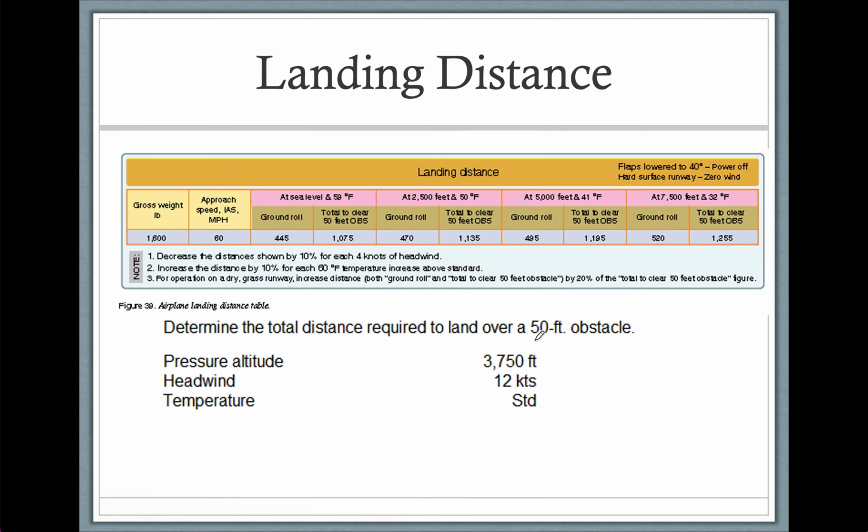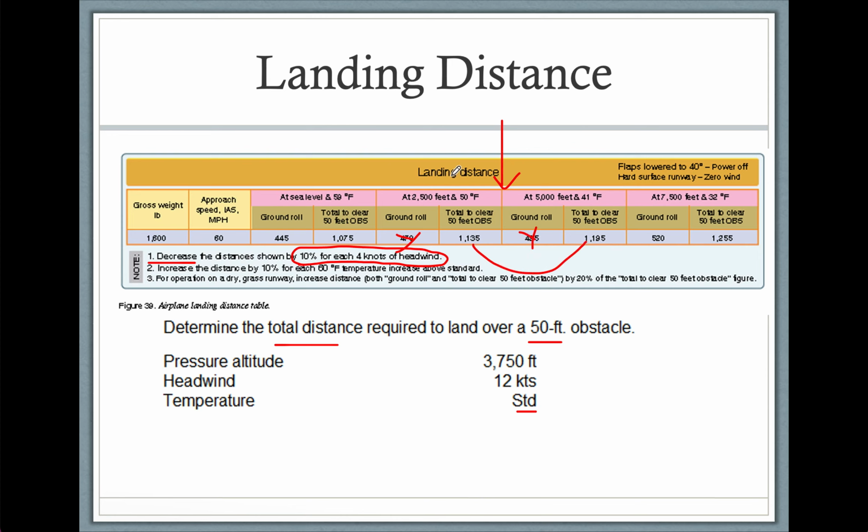On this one, we will do it. We want the total distance to land over a 50-foot obstacle, and we want to be at 3,750 feet, which is halfway between those two values. They made it easy on us, though, because it's standard temperature, but then we also have a 12-knot headwind. So we have to remember to decrease distances by 10% for each 4 knots of headwind. And that's decrease. Okay. So first, let's figure out what the number is. We're only looking for total distance, so I don't care about ground roll. All I care about is total distance.